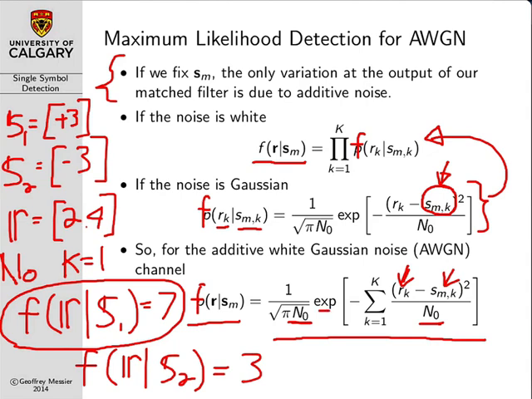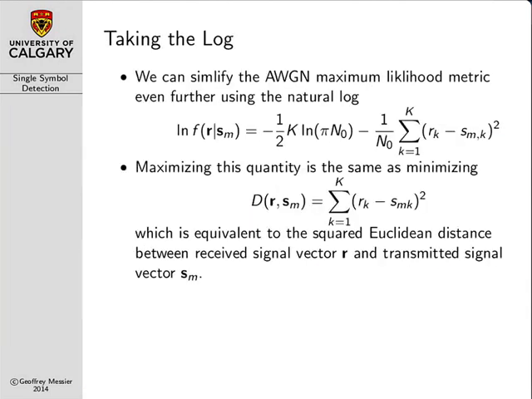And for those of you that are following really, really closely, you might have noticed that we're doing a couple of unnecessary calculations. So for example, the value for n naught is the same for both signal vector S1 and S2, and shouldn't affect the relative comparison of our likelihood functions. And so even though this is true maximum likelihood detection, there still are some savings that we can make if we simplify this expression further.